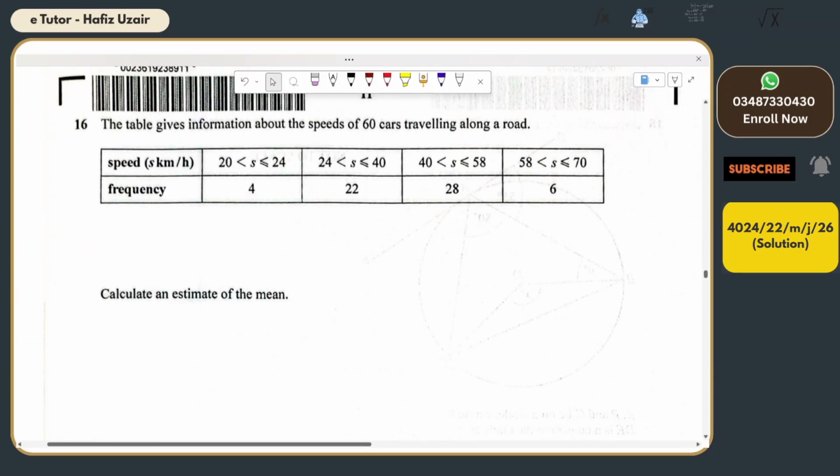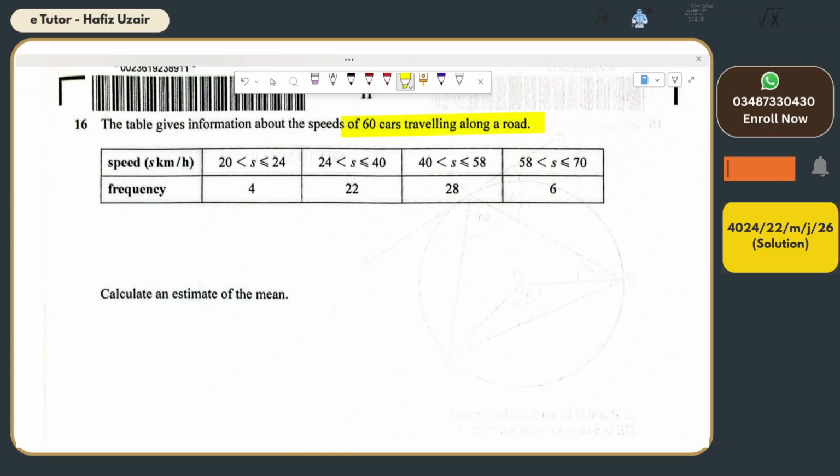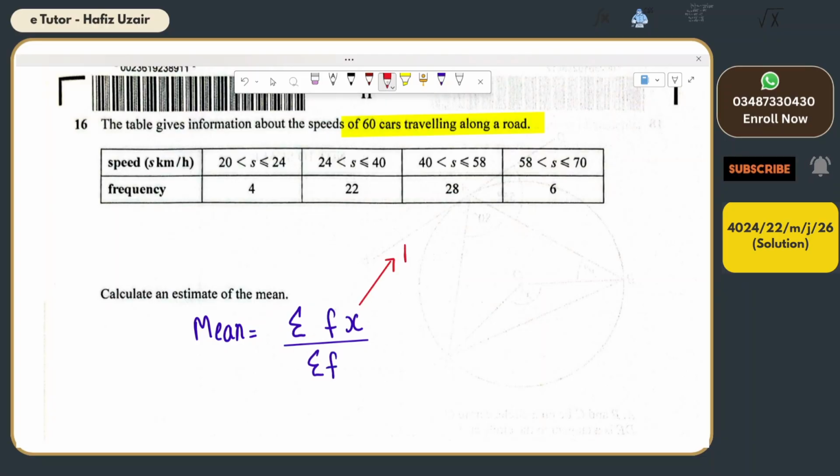In question number 16, the table gives the information about the speed of 60 cars. So we have a total of 60 cars traveling on a road. Now you need to estimate the mean. So what is the formula for the mean? The mean is actually summation fx over summation f. Now what is x? x is actually the midpoint. So let's find the midpoint over here.